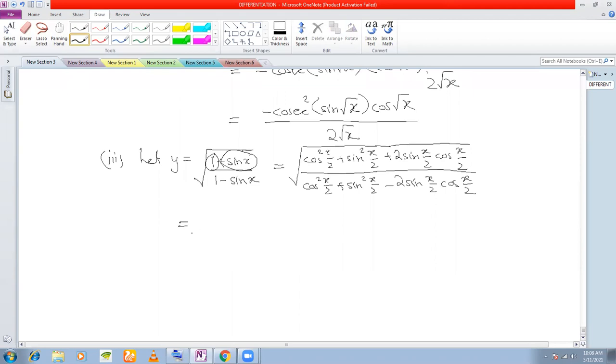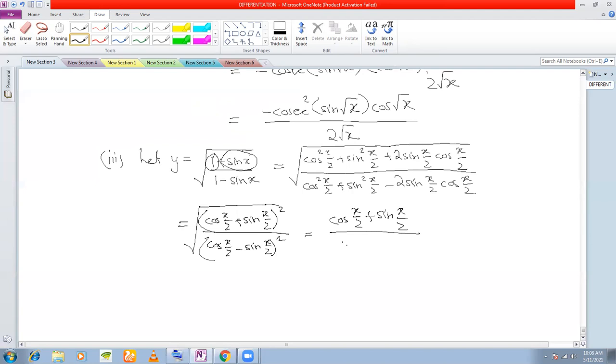So what will happen is, in the numerator you will get cos x by 2 plus sine x by 2 whole square, by cos x by 2 minus sine x by 2 whole square. Okay, so what happens now, you can remove the radical. You can simply write this as cos x by 2 plus sine x by 2 divided by cos x by 2 minus sine x by 2. Now even now if you use u by v, it's going to become a little lengthy.